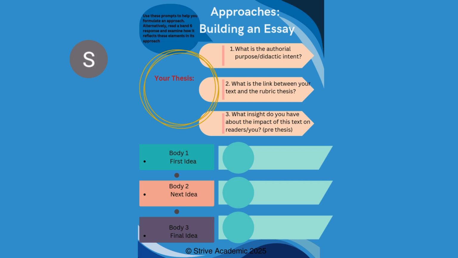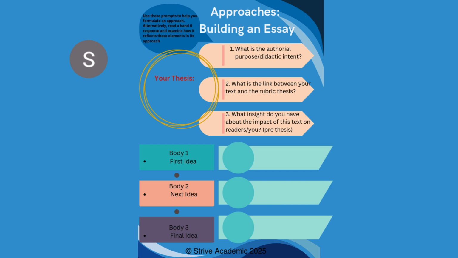And lastly, you then need to think about what insight you have about this text. So think about the fact that all your rubrics in English are about the why this text, why this topic. So think about the impact it has on readers in terms of intent and the didactic messages. What might audiences and readers get out of reading something like this? What might they learn about? What might they be exposed to? What consideration might they be making?